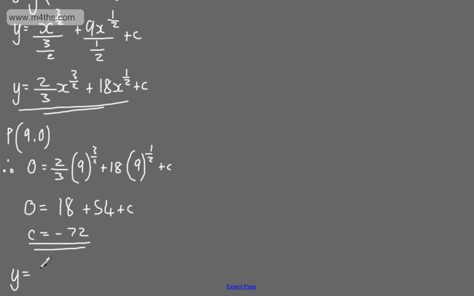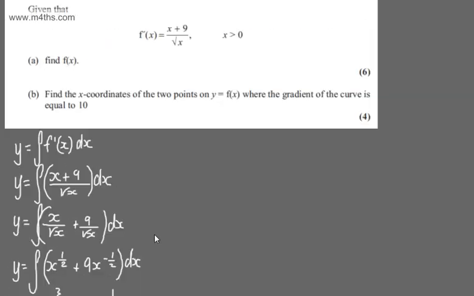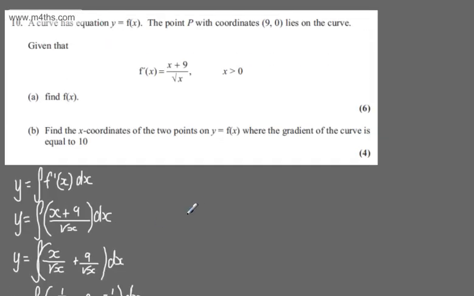So y is going to be equal to 2/3 x to the power of 3 over 2 plus 18x to the power of 1/2 minus 72. I've done lots of steps on there. You certainly don't need them all, but you need to show sufficient working for the 6 marks.